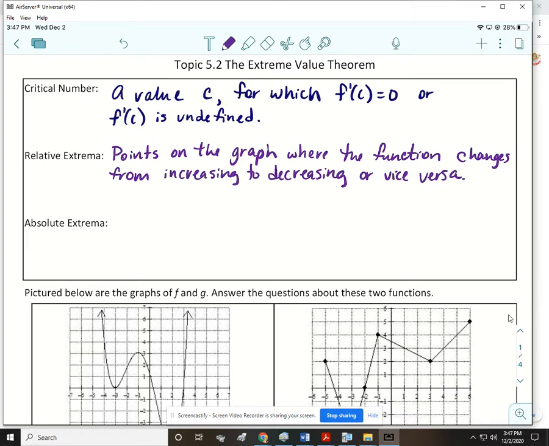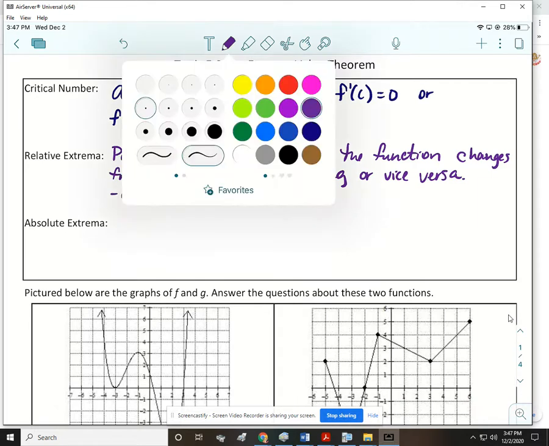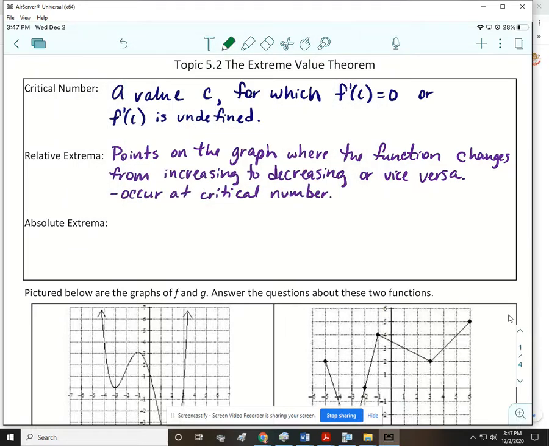And one thing to keep in mind about relative extrema is they occur at critical numbers. So those tops of the mountains or bottoms of the valleys is when the derivative is 0 if it's curvy, and then if it's pointy is where the derivative is undefined. And the last, the absolute extrema. We haven't talked about that a whole lot throughout your mathematical career, but they are the absolute highest and lowest points on the graph of the function.